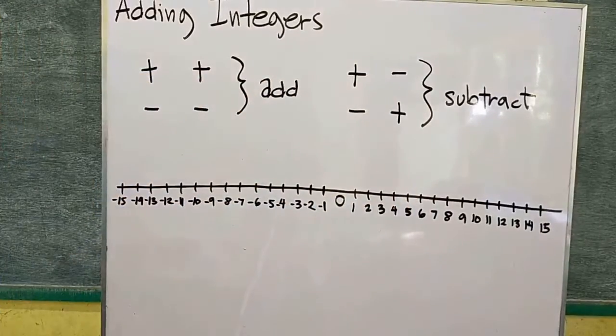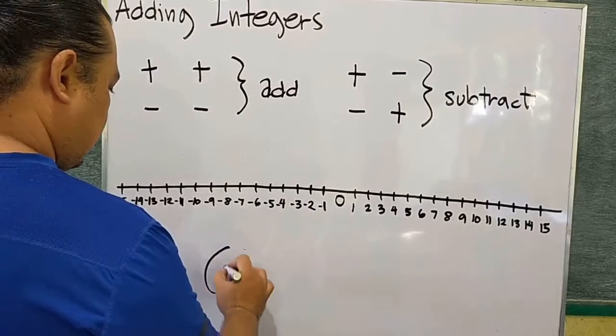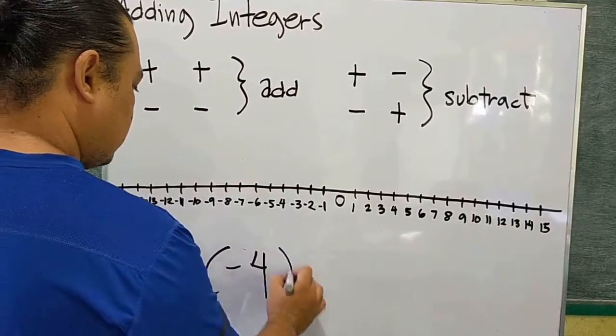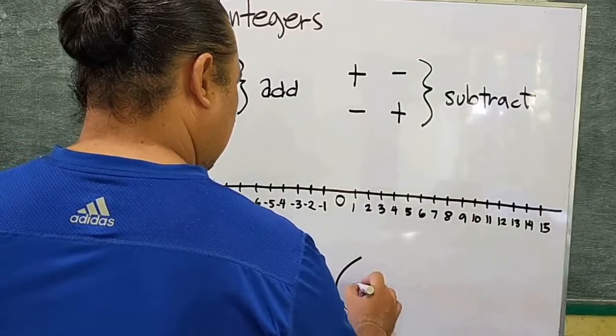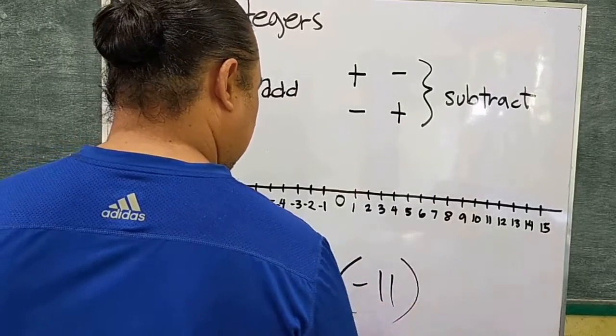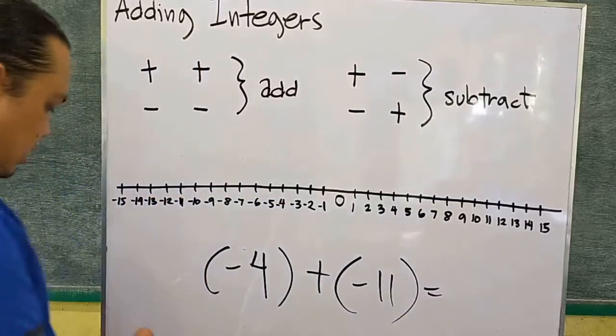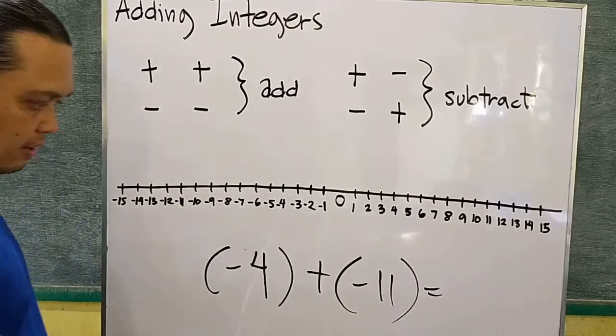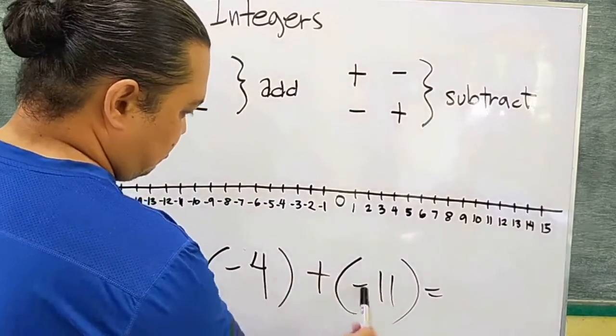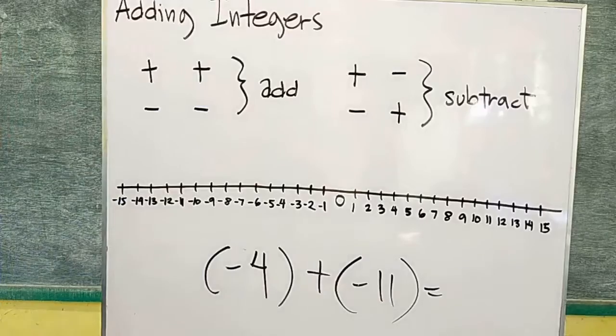Okay, let's have negative 4 plus negative 11. Okay, so again we are adding like integers because they both have the same sign, which is negative.